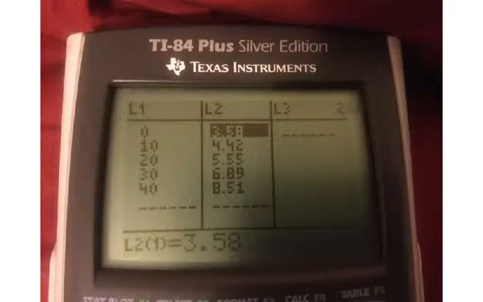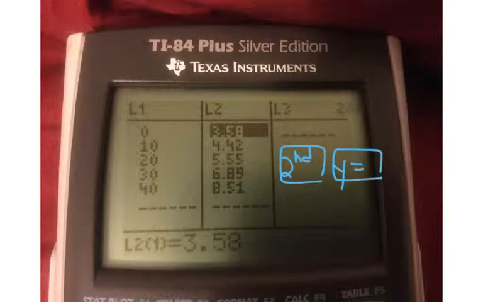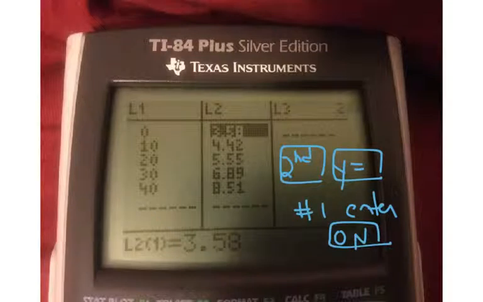After you have the data in, we're going to determine: is this exponential growth or decay, or logarithmic growth or decay? It really doesn't matter if it's growth or decay, because the calculator will write the equation for you. But in order to look at the stat plot, you need to go to 2nd, Y=, and turn the first stat plot on. So number 1, hit enter, and then put the cursor on, and then hit enter.